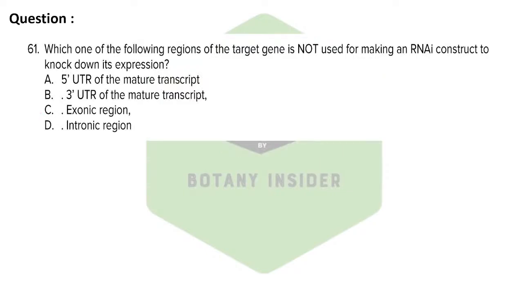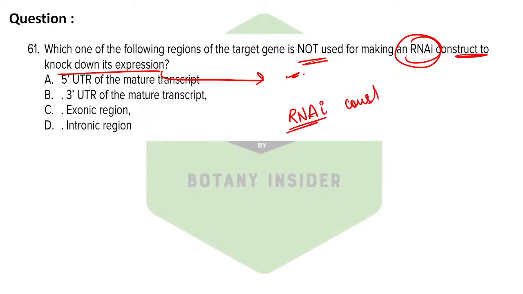Next question. Which of the following regions of the target gene is not used for making an RNAi construct to knock down its expression? Mark the answer for this. 5-UTR, 3-UTR, exonic and intronic. Try it out, everyone. Which region will you not be using for making the RNAi construct? Very simple. Very good. Others also mark the answer. Simple and easy.